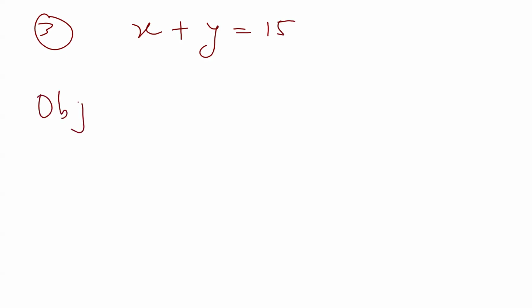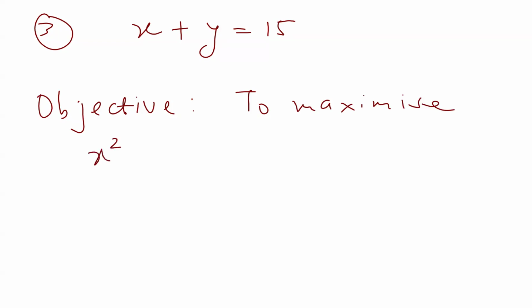Objective. Now what is the objective? Something has to be maximized. To maximize the square of one number, that is x square, multiplied into the cube of the other number, y cube. So we have to maximize this. Guys, have you understood this? What we have to maximize?